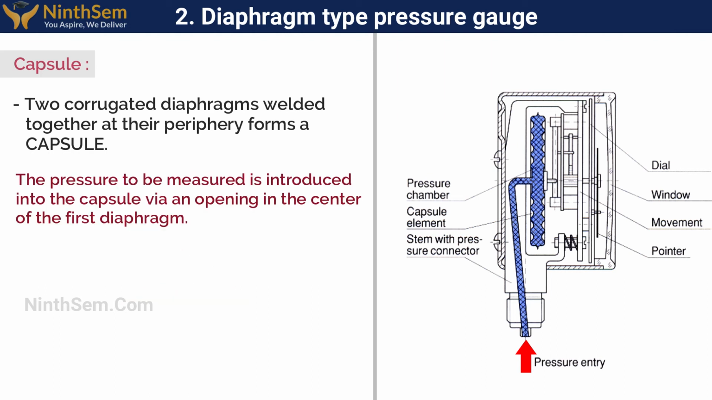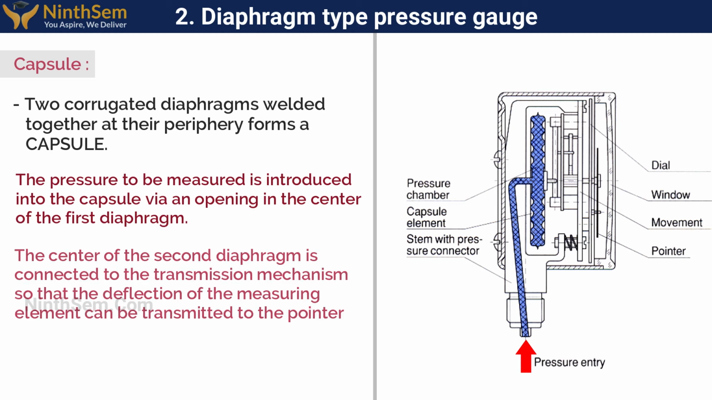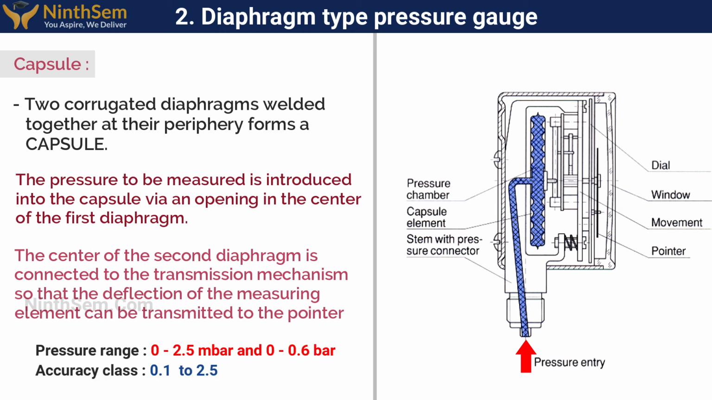That means when the pressure to be measured is introduced into the capsule via the opening in the center of the diaphragm, the center of the second diaphragm is connected to the transmission mechanism so that the deflection of the measuring element can be transmitted to the pointer, which will move over a scale which will show the pressure. So pressure ranges can be between 0 to 25 bar and 0 to 0.6 bar, 0 to 2.5 megabar and 0 to 0.6 bar, with accuracy classes 0.1 to 2.5.